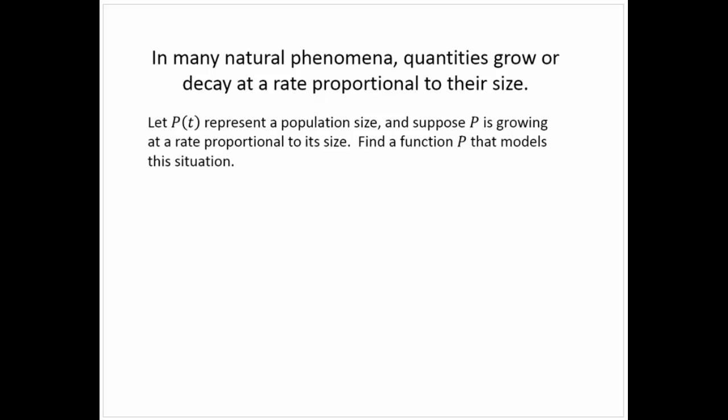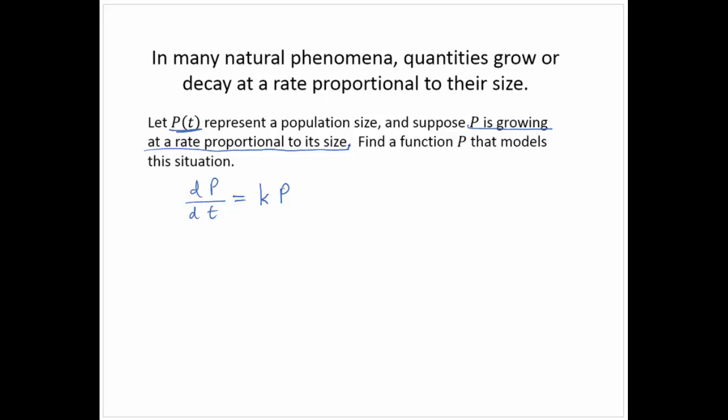All right, so we're letting P represent the population size, and we're told that P is growing at a rate proportional to its size. Growing at a rate. That sounds like a derivative. The change in the population with respect to time. That's the growth rate. It's proportional to its size. What that means is we can write that dP/dt is equal to some number k times the population. It's proportional to its size.